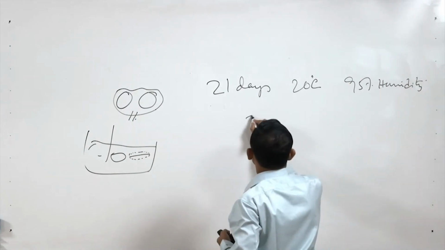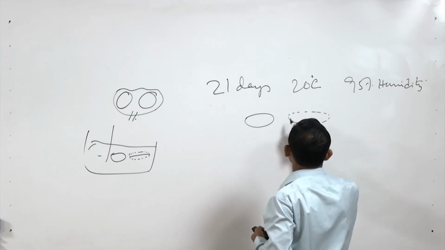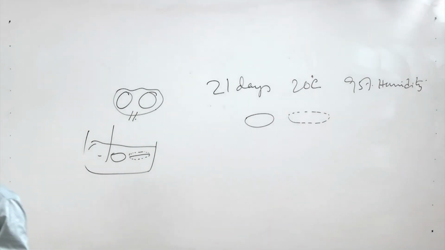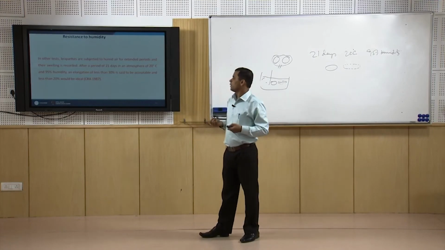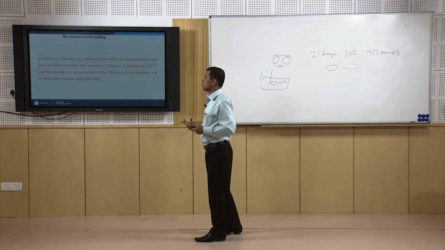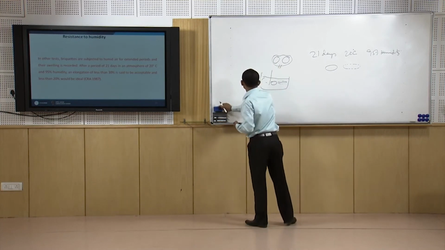Then we will see how much elongation has taken place in the briquette compared to what we had initially. If it is 30% elongation, then it is acceptable, but if it is less than 2%, that would be the ideal case. So, this way we can quantify the resistance to humidity.